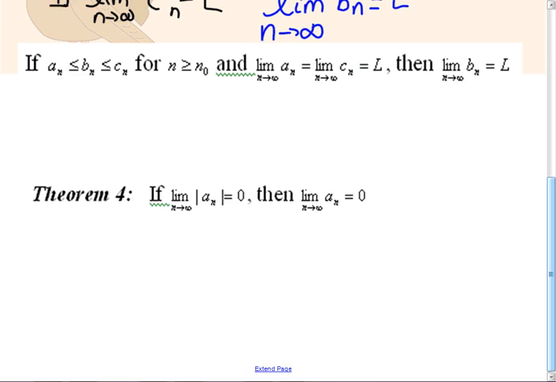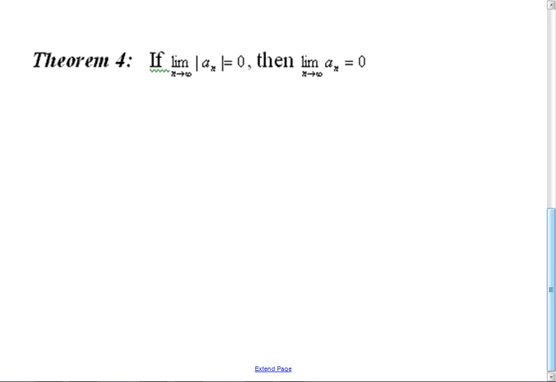And then there's theorem 4. These all match on your study guide. You might include an example. The purpose of the study guide is to help you get through this chapter. These are the important things you have to know. And this says if the limit of the absolute value of the sequence is 0, then the limit of the sequence without the absolute value is also 0.